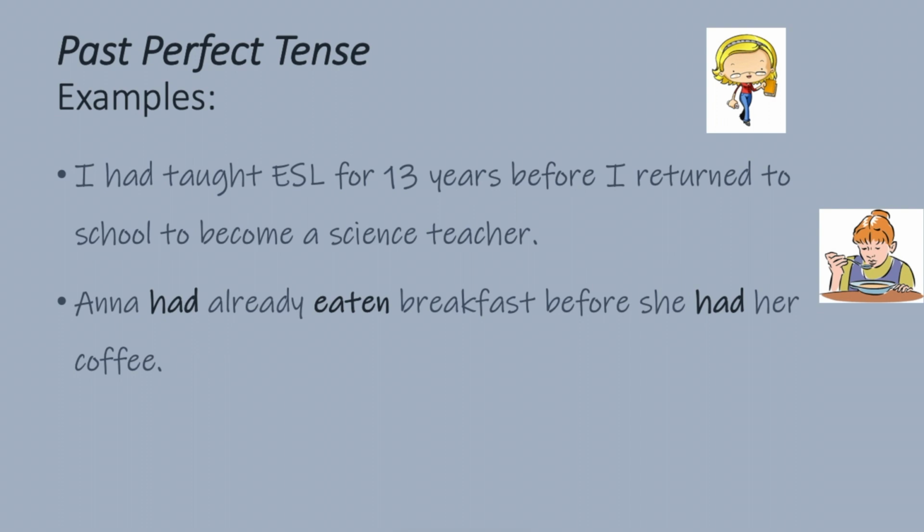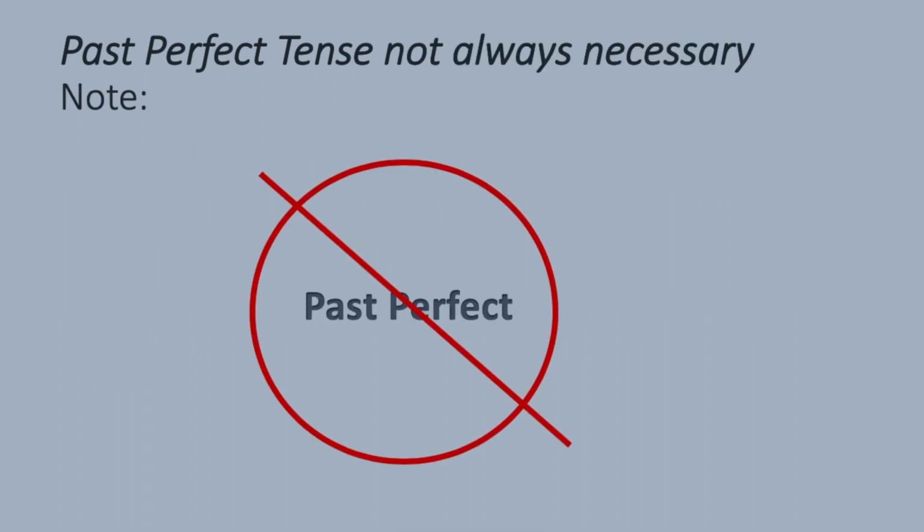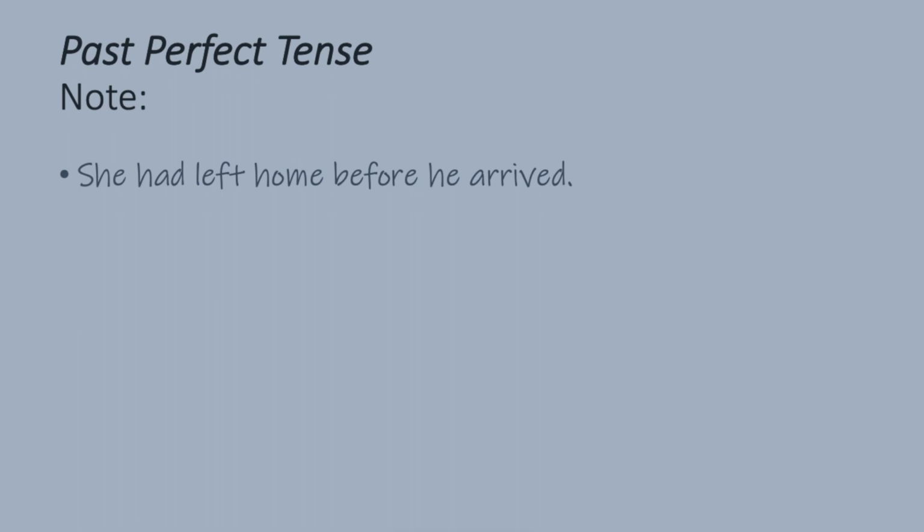We often say we had coffee rather than we drank. It means the same thing. There's one thing I want to bring to your attention about the past perfect before I leave it, and that is the past perfect isn't necessary when the context is clear. What I mean is, if the order of events is very clear, like when we use before or after. Here's an example. She had left home before he arrived. This is a perfectly correct sentence using past perfect, but it's also correct to say, she left home before he arrived.